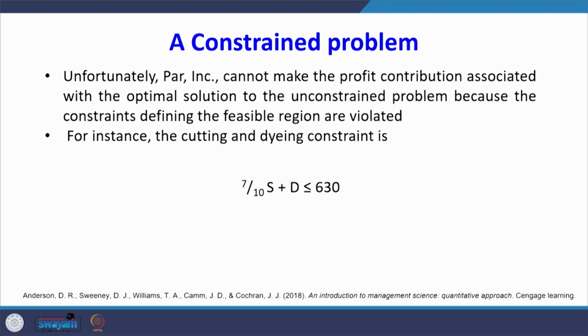Now, we are going to see the second category, that is called a constrained problem. Unfortunately, the company cannot make the profit contribution associated with the optimal solution to the unconstrained problem, because the constraints defining the feasible region are violated. How are they violated? We will see, because previously we did not consider the constraints. For instance, the cutting and dyeing constraint is like this: 7 upon 10 s plus d less than or equal to 630.